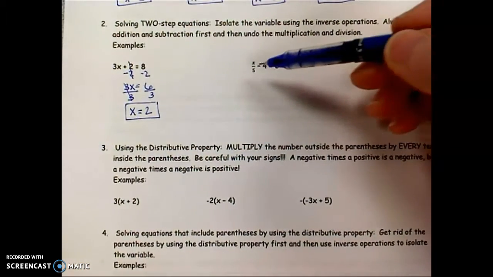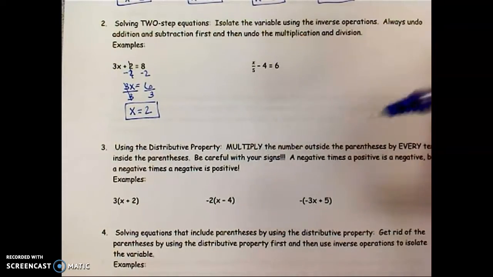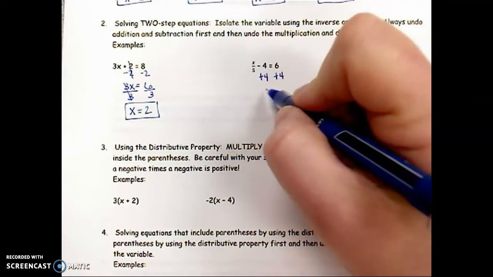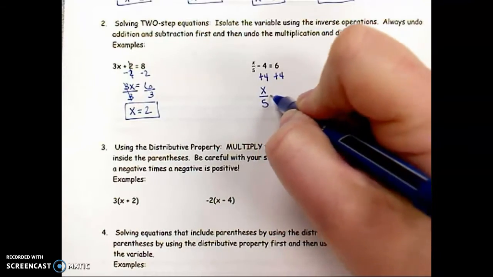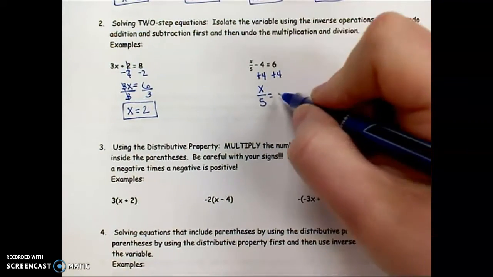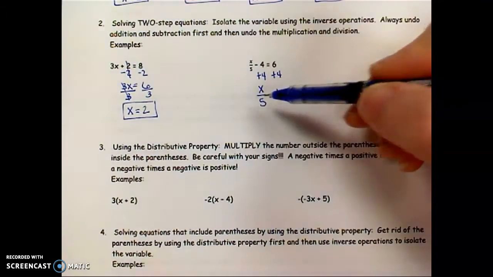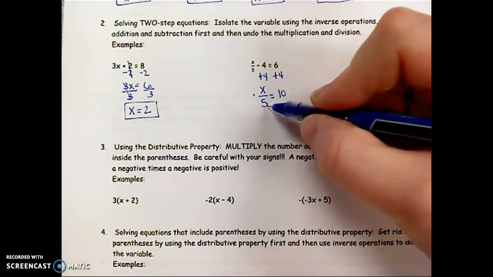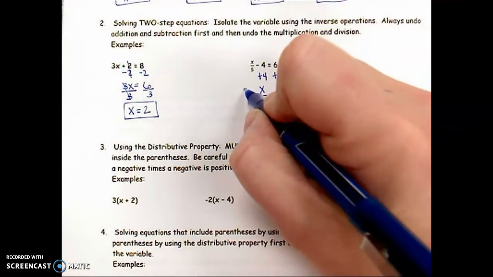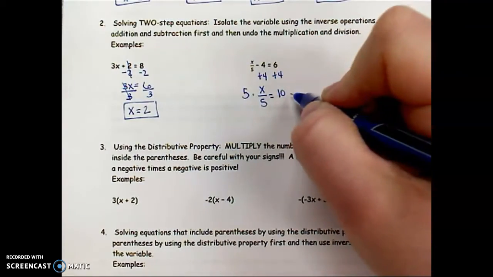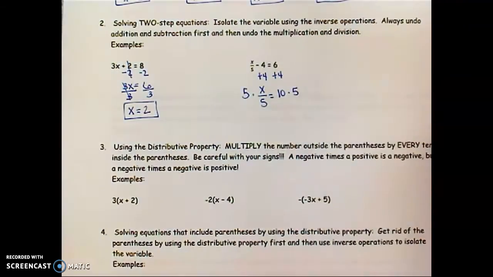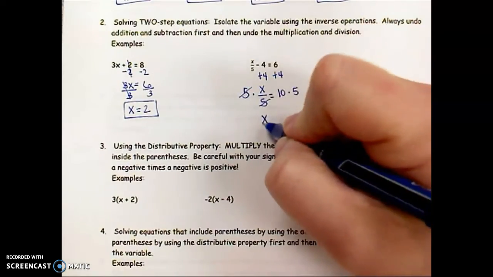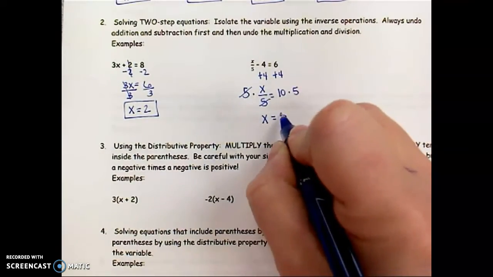On the next example, we need to undo the subtraction of 4 first by adding 4 to both sides. So we have x divided by 5 left on the left side, and 6 plus 4 is 10. Remember, this is division, so to undo division, we're multiplying by what was being divided by, which is a 5. So we're multiplying by 5. Remember to multiply by 5 on the right side as well. So this 5 cancels out that 5, leaving me with x, and 10 times 5 is 50.